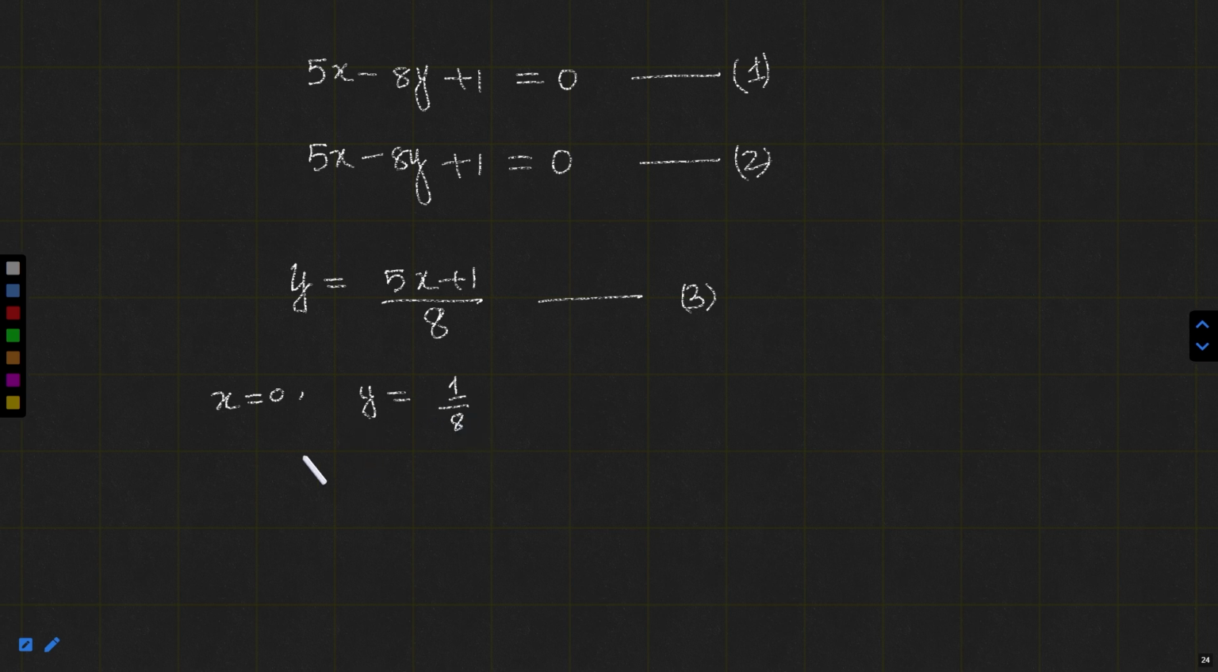And if we take y is 0, then we'll get the corresponding value of x, that is x is equal to minus 1 by 5. So here we basically get the coordinates 0 comma 1 by 8, and minus 1 by 5 comma 0. Now we can plot these points on a graph paper.